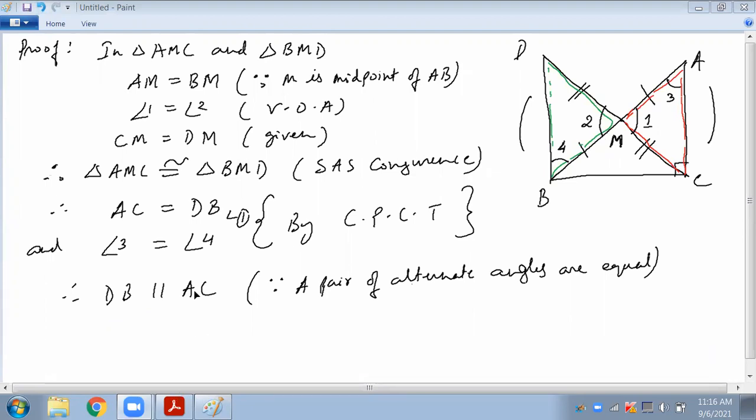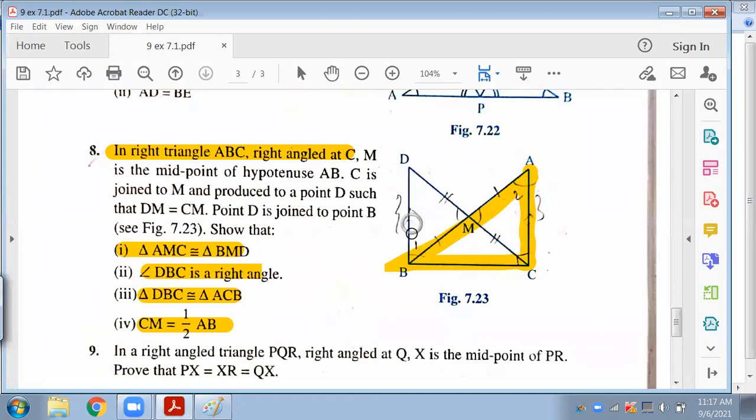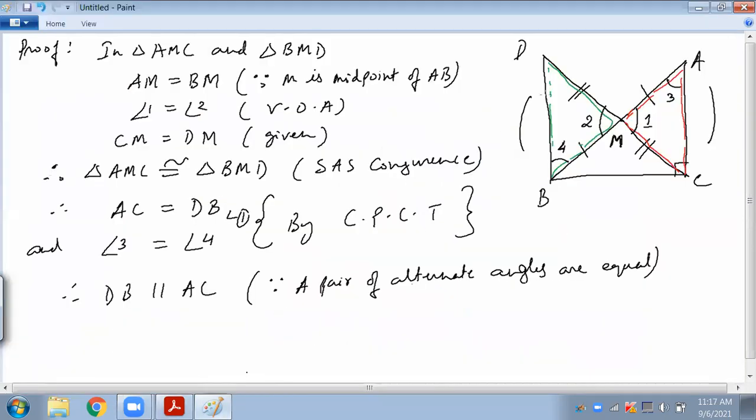Next, you have to show angle DBC is a right angle. To show DBC is a right angle, you have to show angle DBC is 90. Now, how to show this? We have already shown that DB and AC are parallel. So we can take these two co-interior angles, their sum equal to 180. So DBC and ACB equal to 180.